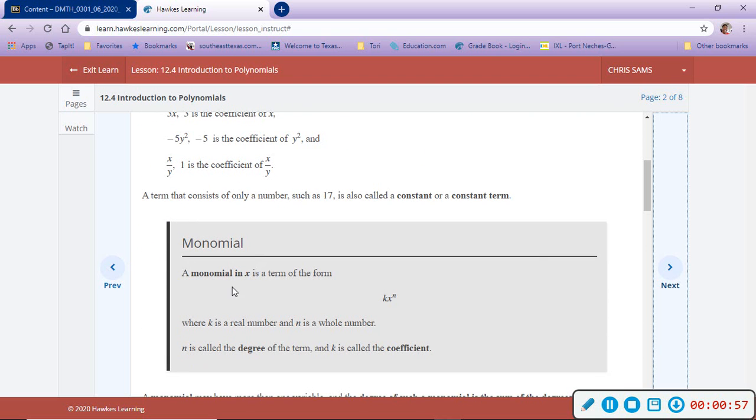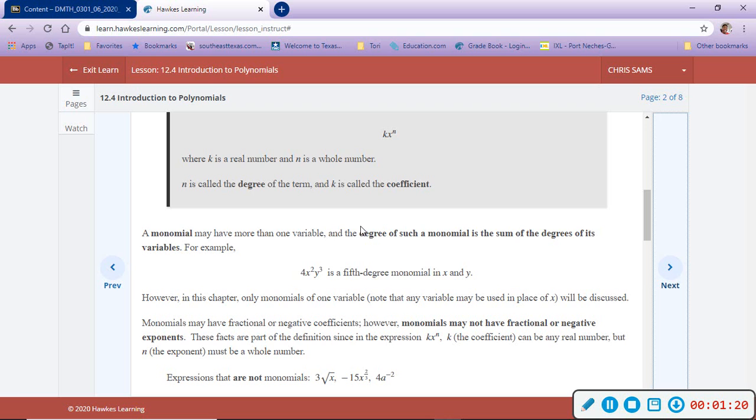A monomial is just one term. It has a number, a coefficient out front, and maybe a variable raised to some power. Whatever that power is, that's called the degree. The k is the coefficient. So the more you use these terms, you'll be more familiar with them. So here's one. The degree counts the number of variables. That's the way I would like to say it.